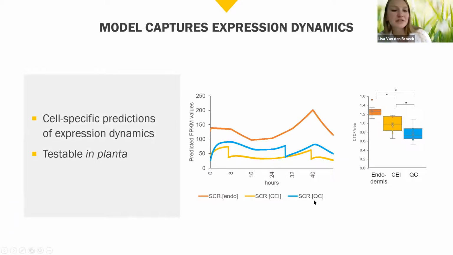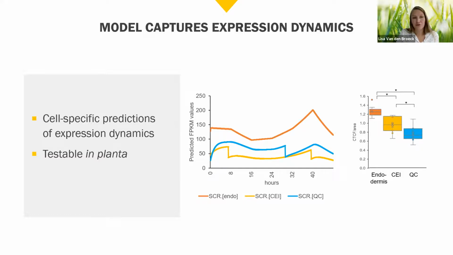So after running the model and including these agent-based rules, the model can make predictions about the expression of the proteins and also about the timing of the divisions. For example, here we have the scarecrow concentrations that are predicted. And every time you have a dip, it's because there's a division and the concentrations are halved of these proteins. So yellow is the scarecrow in CEI, blue scarecrow in QC, and orange scarecrow in endodermis. And these are things that we then can test also experimentally.